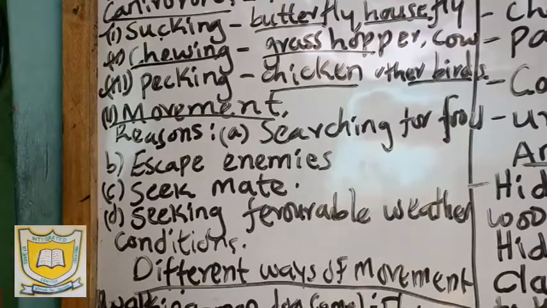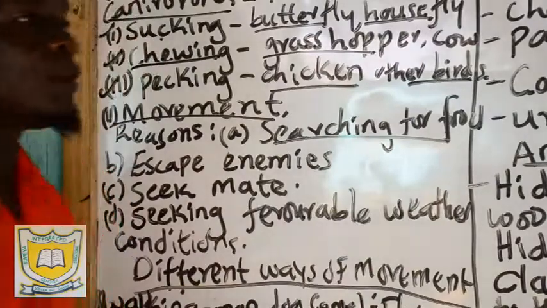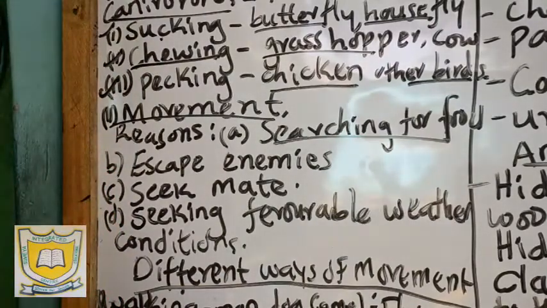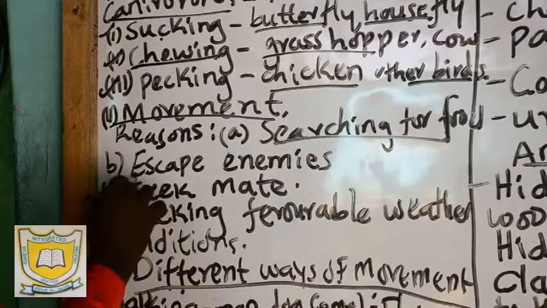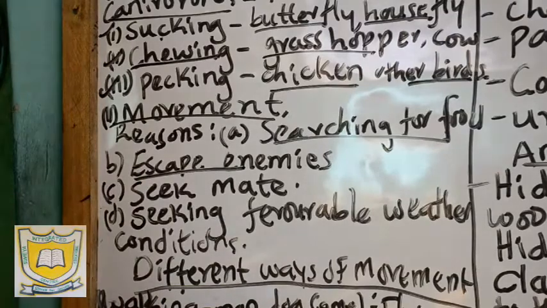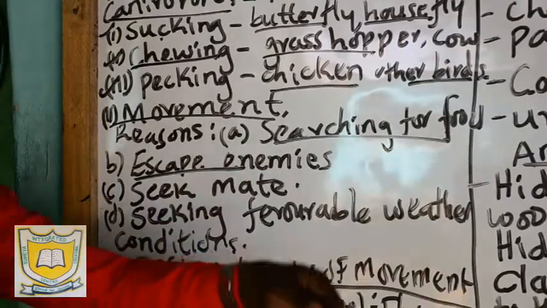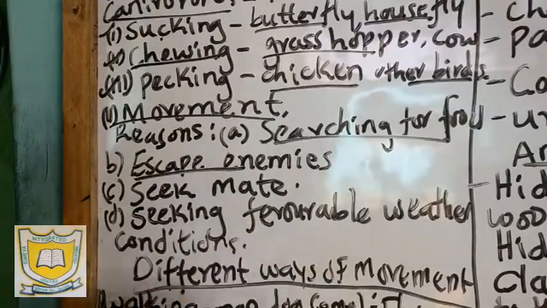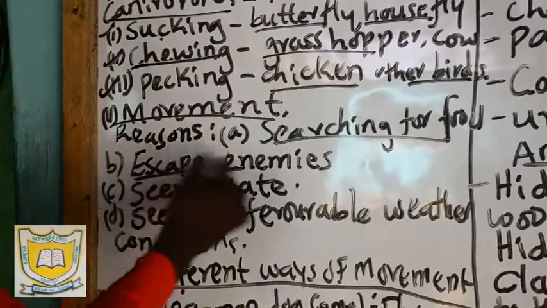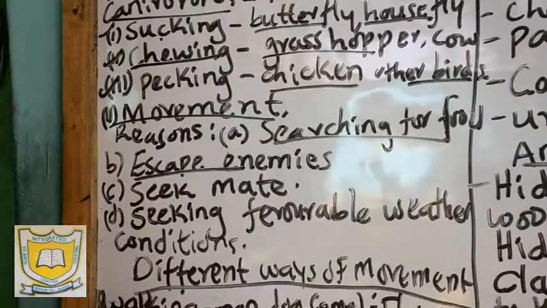Animals may move because, number one, they are looking for food. That's searching for food. Number two, they move because of changes in temperature, and they may also move to escape enemies. When you have an enemy somewhere, you have to move to another area where you will be secure. So they may escape enemies, move because of food, or move because they are looking for mating.